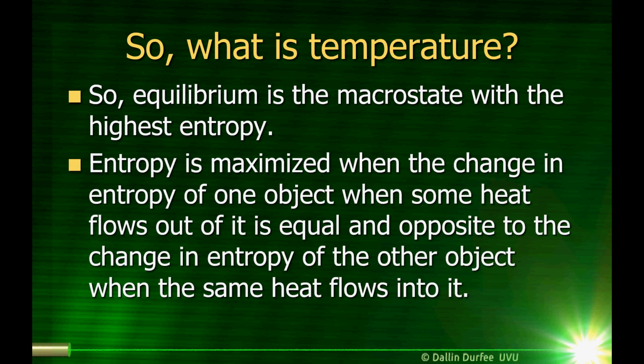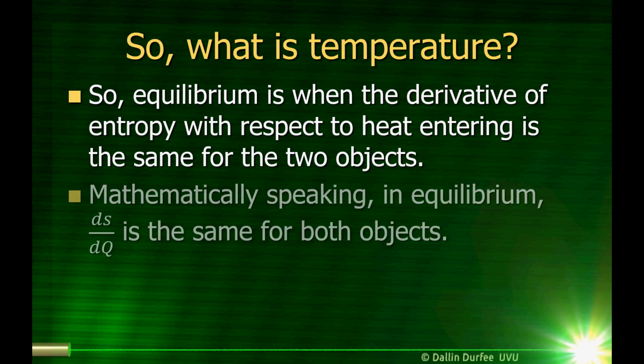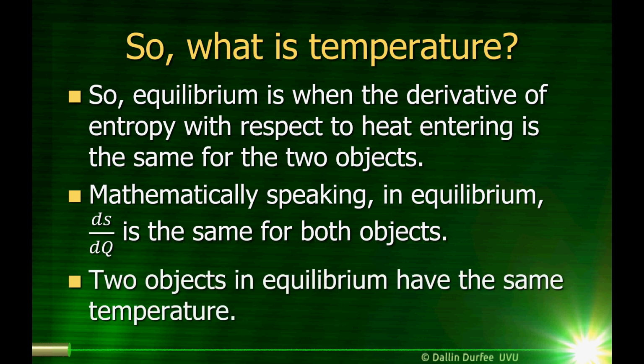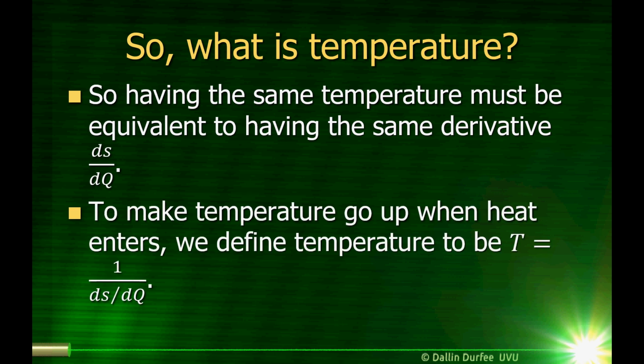But entropy is maximized when the change in entropy of one object when some heat flows out of it is equal and opposite to the change in entropy of the other object when the same heat flows into it. So equilibrium is when the derivative of entropy with respect to the heat entering is the same for the two objects. Mathematically speaking, in equilibrium, dS/dQ is the same for both objects. Two objects in equilibrium have the same temperature. So having the same temperature must be equivalent to having the same derivative, dS/dQ. But to make temperature go up when heat enters, we define temperature to be 1 over dS/dQ. So there you go. That's what temperature is. Temperature is 1 over the derivative of entropy with respect to heat entering the system.